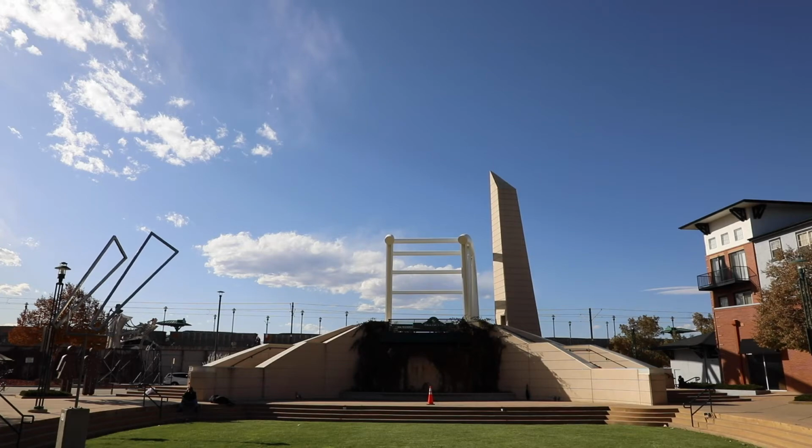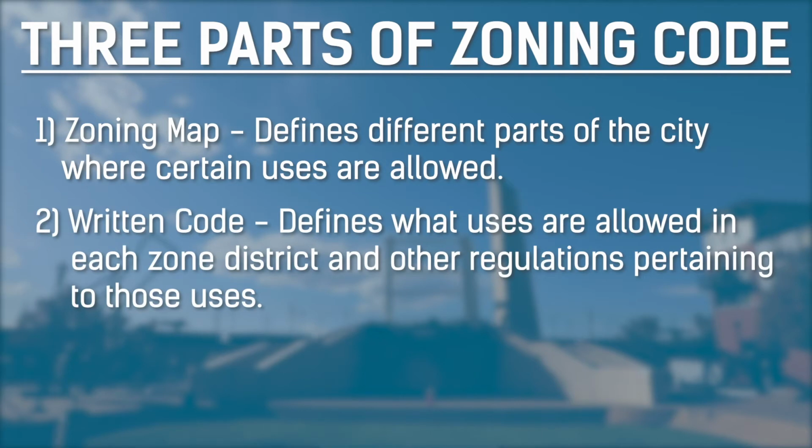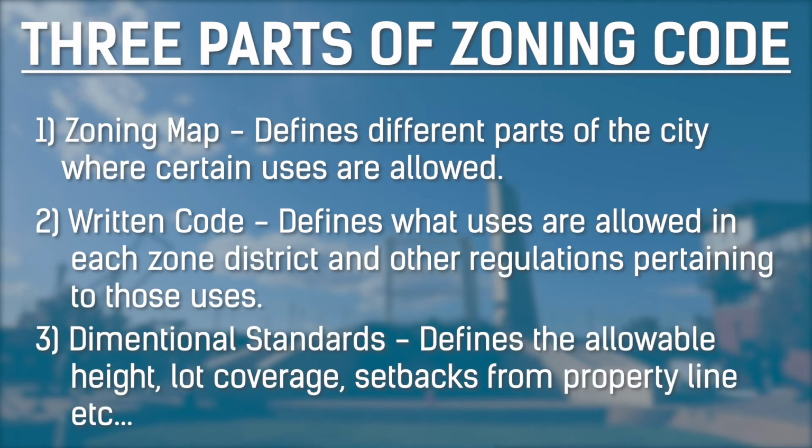So typically there are three parts of a zoning code. The first part is a zoning map, which again defines the different portions of the city where certain uses are allowed. The second portion of a zoning code is the written code that talks about what uses are allowed in each zone district, and also what might be some other regulations pertaining to those uses, like maximum square footage, hours of operation, those kinds of things. And then lastly, there are dimensional standards in a zoning code. Those are things such as height, lot coverage, setbacks from property lines, etc.